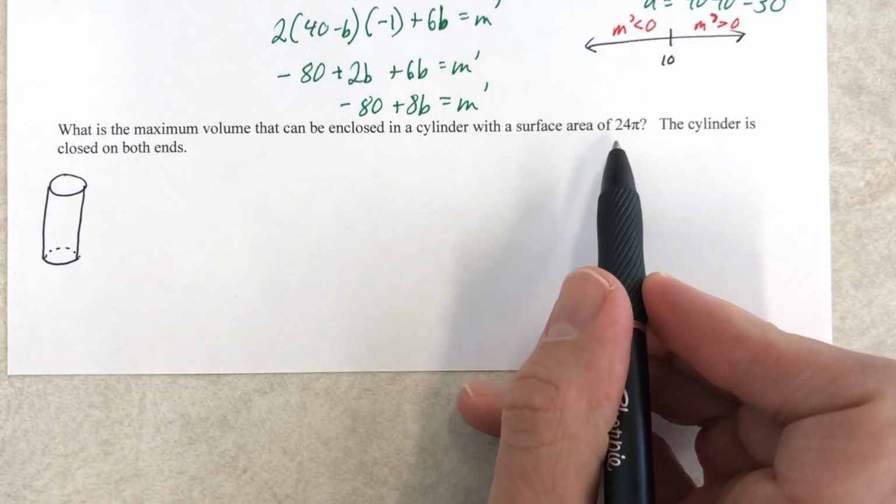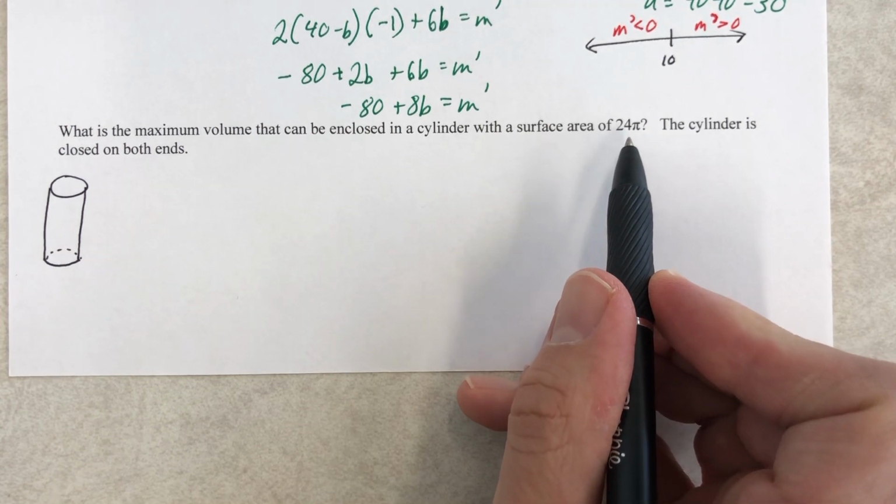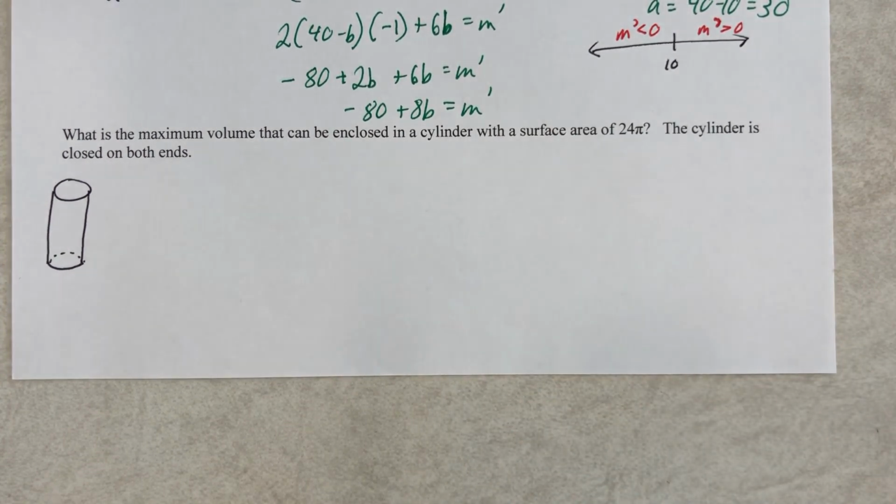With a surface area of 24 pi, they do not give units here. They didn't say it was square inches or square centimeters or whatever. So I'm not going to actually put units on my final answer. But here's what I do know.